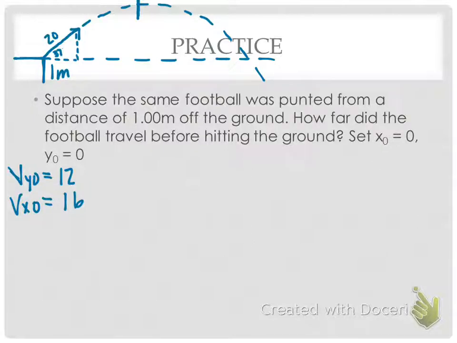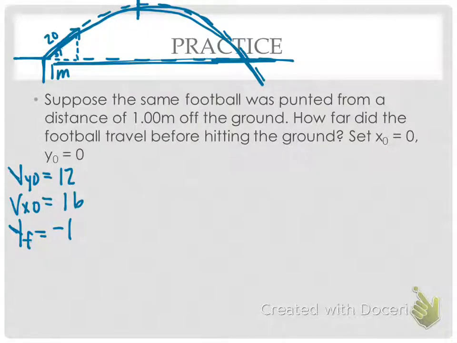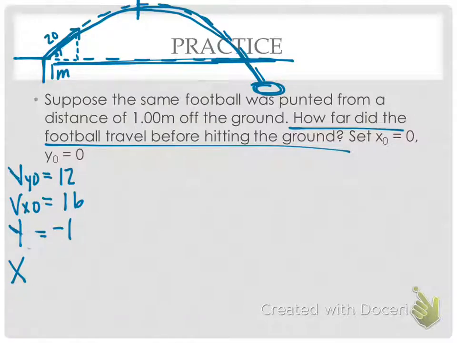So what do we know about our final vertical displacement for our whole path? Negative 1 meter. It's going to end up 1 meter below where it started. That's for the whole path. We're not concerned about peak height here. We want to know how far did it travel before hitting the ground, which means we're solving for x.